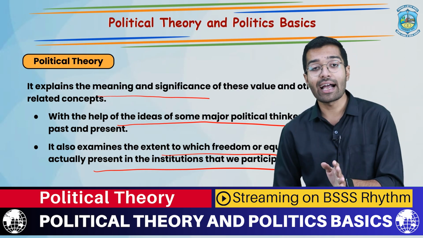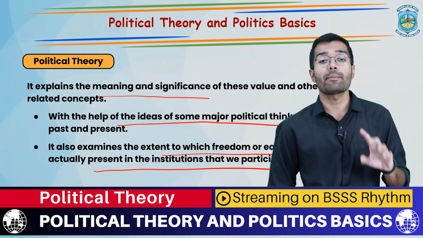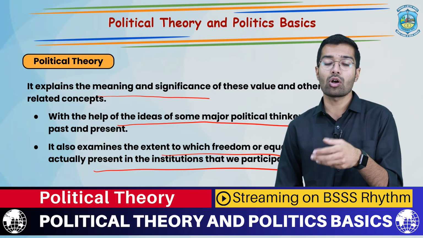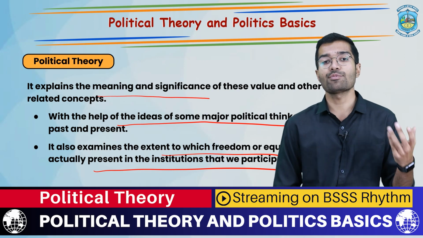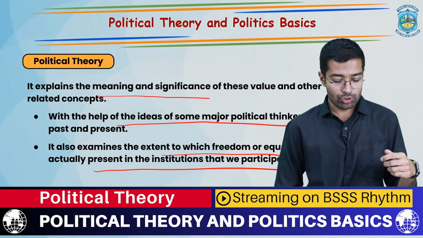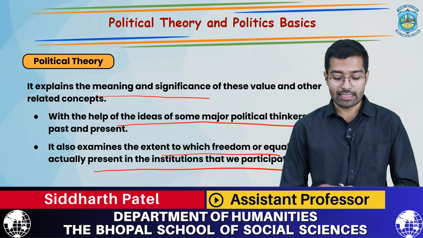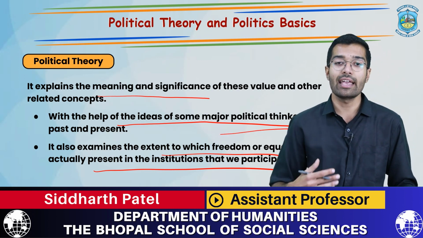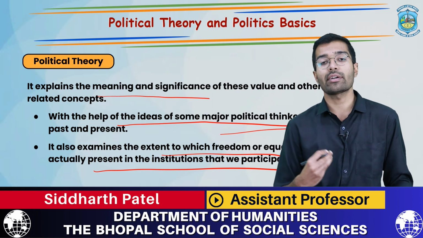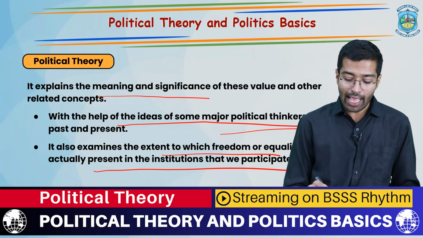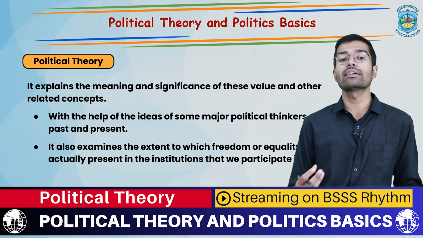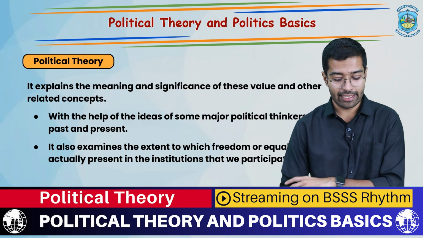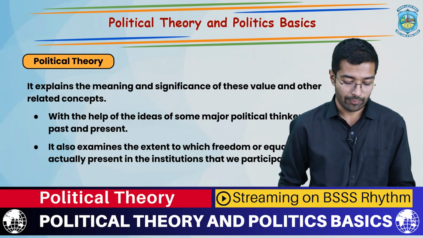Like what Mahatma Gandhi has said on justice, what Mahatma Gandhi has said on democracy, what Rousseau has talked on equality, what J.S. Mill has talked on freedom. So in political theory, we examine the ideas of major thinkers of the past as well as of the present. That's what is happening in the current scenario, and the views of the current thinkers or leaders, how they view freedom, equality, justice, and so on.